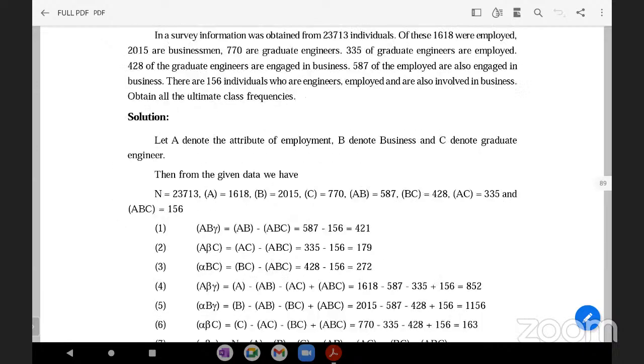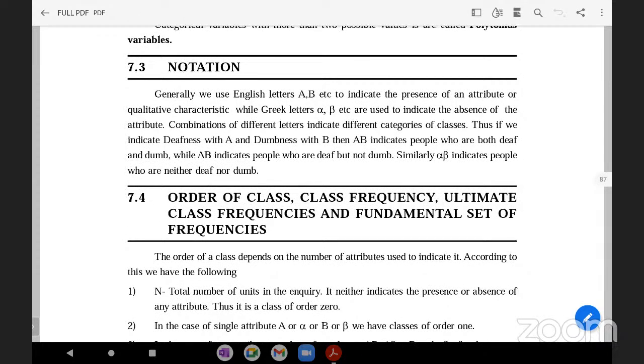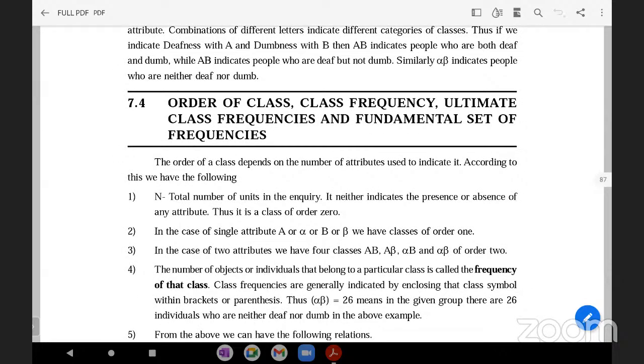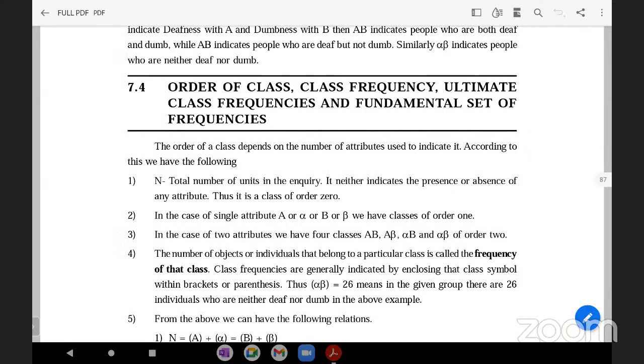Previously, the concepts I discussed were the order of the class frequencies, ultimate class frequencies, and the fundamental set of frequencies. The general information, concepts, corresponding formulas and notations, everything I have given in section 7.4. From an exam point of view, the problems are the most important, so according to the concept we will do the problems.